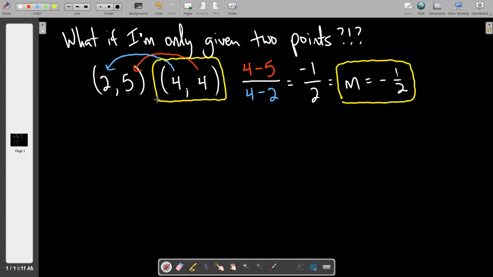Inevitably, you're going to want to ask the following question. What happens if we pick the other point? You'll see. So what would my point slope equation be, what we're learning today, if we have a slope of -1/2 and we choose to use the point 4, 4? What would my equation say?